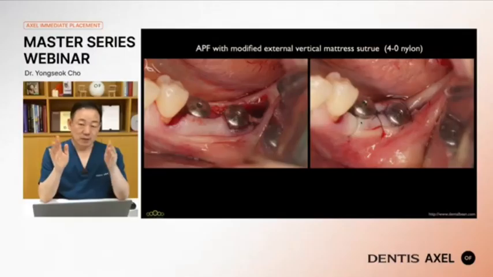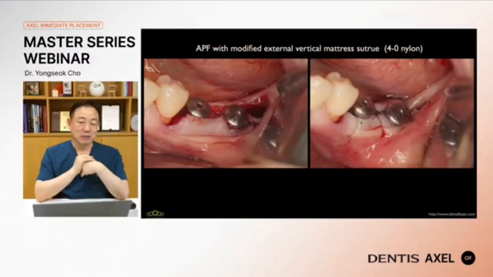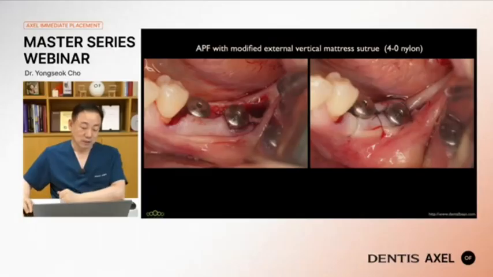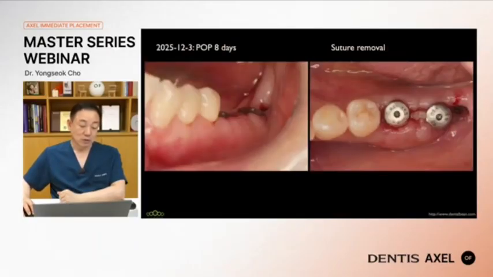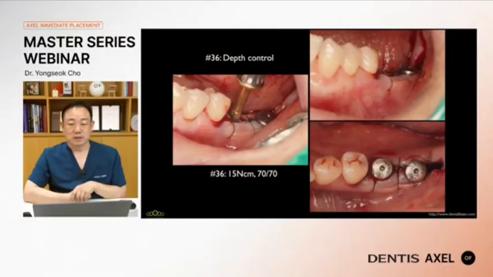I don't like this situation because after healing, the gingival height will be decreased slightly. That means final height will be about 3 millimeter or less in 36. So to avoid this, I decide to control the depth of that implant. Like this, just advance further, and then finish the surgery.